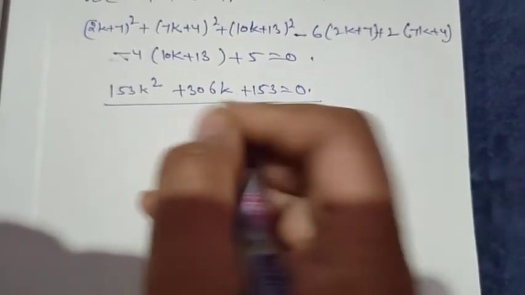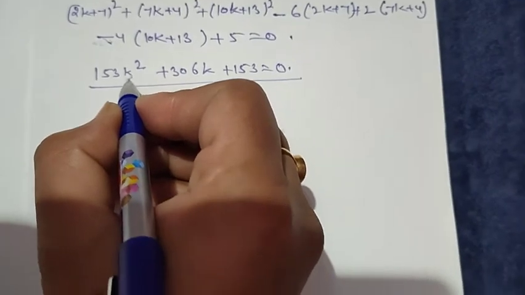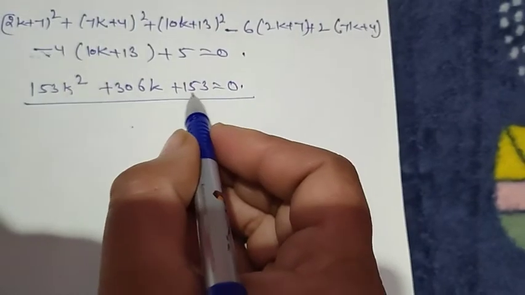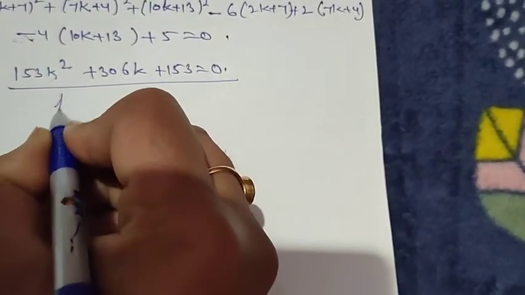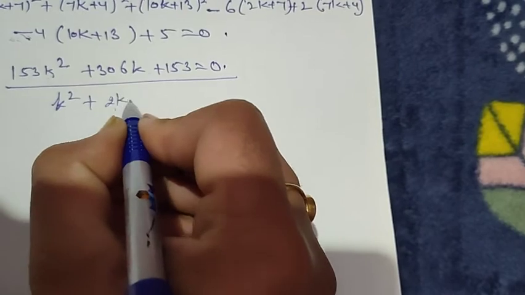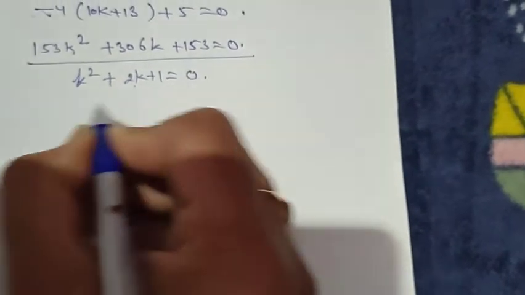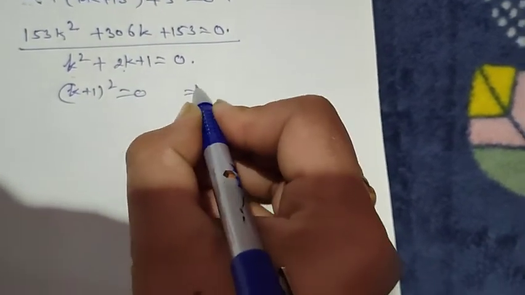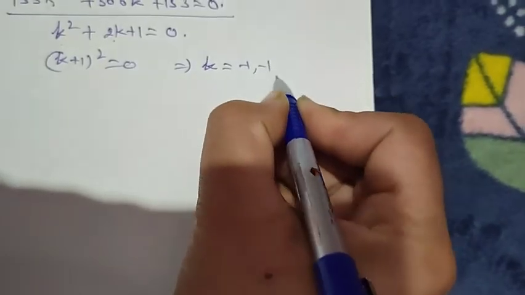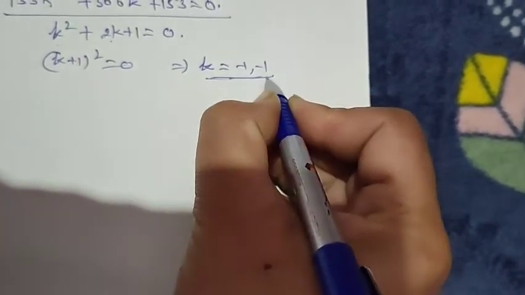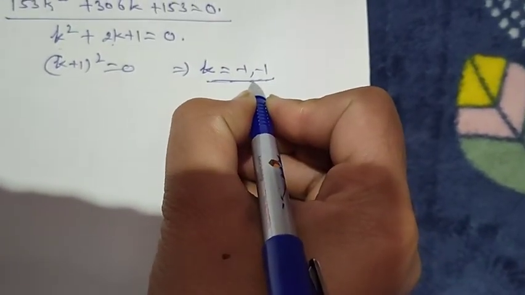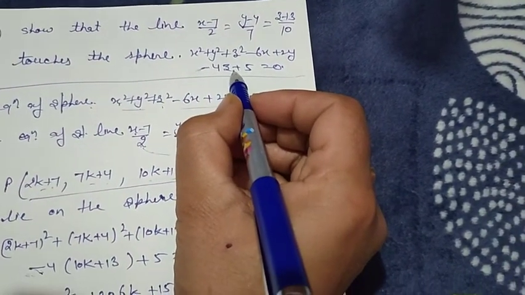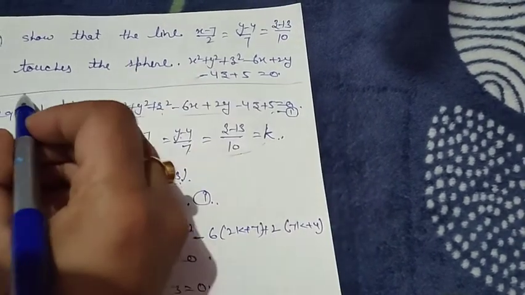Here we find the roots, the values of k. First of all, we divide this equation by 153. Then we find the equation k² + 2k + 1 = 0. This equation becomes (k + 1)² = 0, which implies k = -1, -1. Both the values of k are the same, so the straight line cuts the sphere at a single point. So that single point touches the sphere.